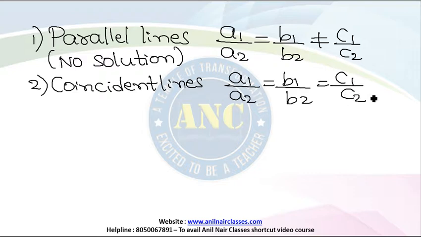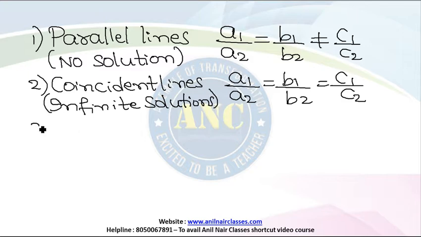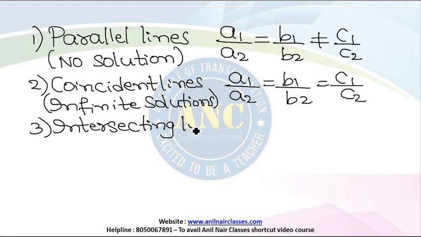There is no case where they both will be different at all. So a1 by a2, b1 by b2, c1 by c2, everything is the same. And overlapping lines means in each and every point they will keep meeting. So they will have infinite solutions. This is the second kind of line. The third kind of line which we discussed is intersecting lines. Intersecting lines means the two lines will intersect at a single point. They both will meet at only one point. So they will have a unique solution.